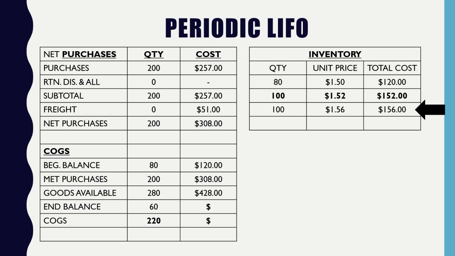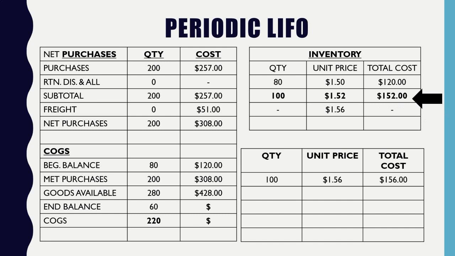So when we decide to calculate the cost of goods sold, we're going to treat it like LIFO, where whichever batch we purchase last is going to be the first one taken out. So my 100 at $1.56 is going to go out first. We're going to get rid of that item right there. Now we sold only 100 items. We still have 120 more items to sell.